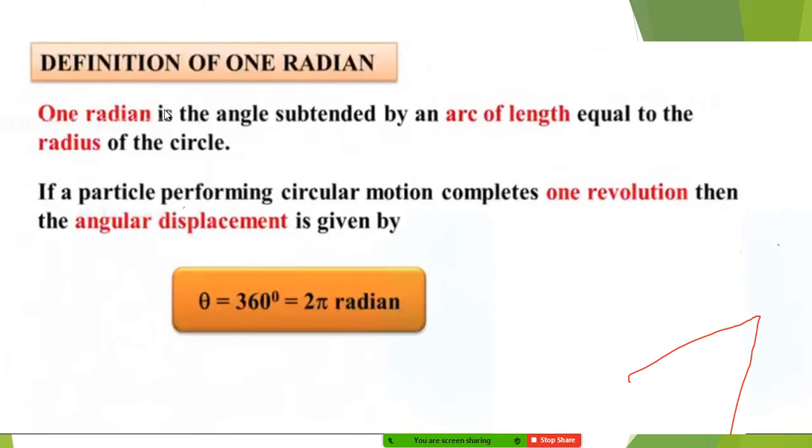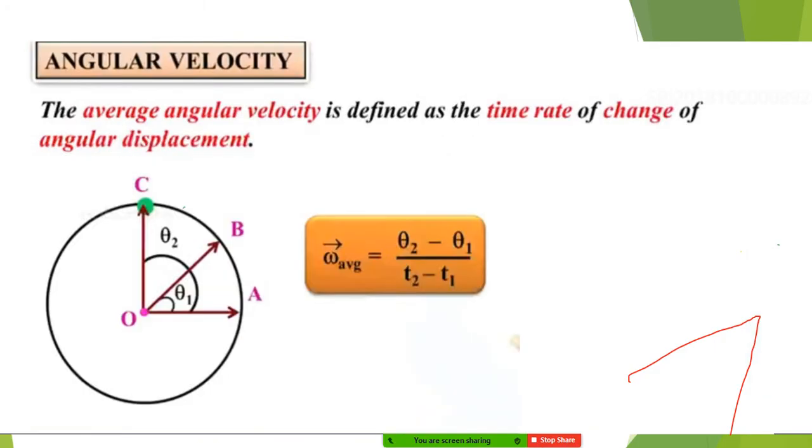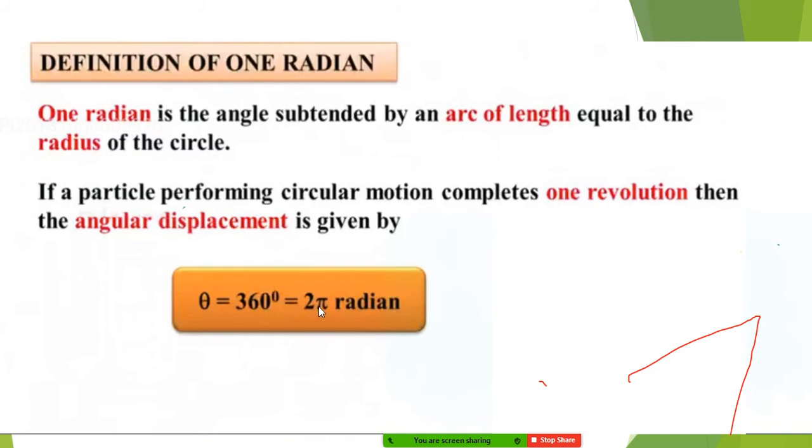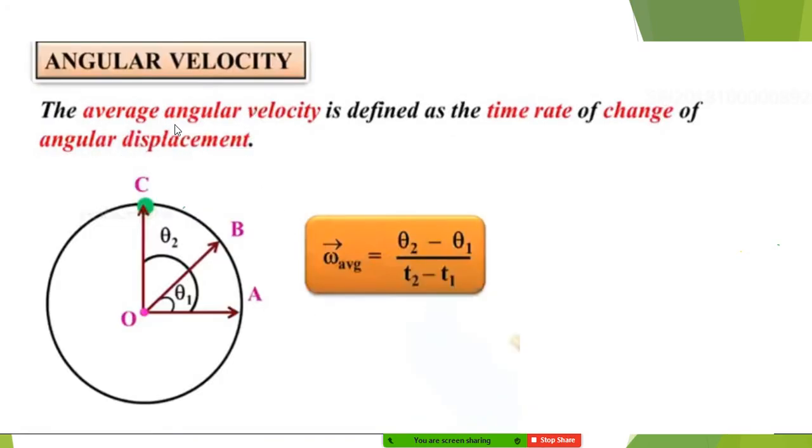Definition of radian. We already know about the radian. If a particle performs one revolution, how much angle does it cover? One complete circle is 360 degrees. In radian we represent this by 2 pi radian. So pi represents 180 degrees, and 2 multiplied by pi is 360 degrees. Clear? Next is angular velocity.